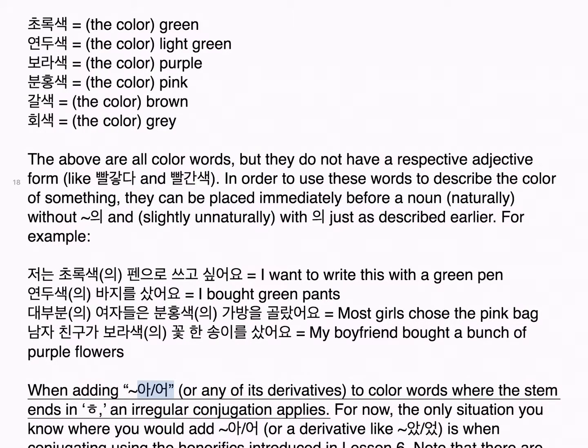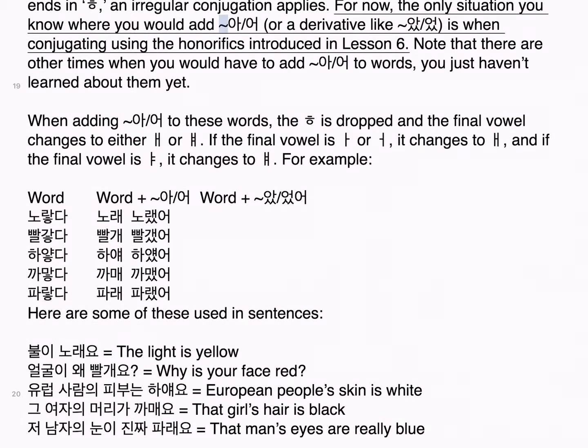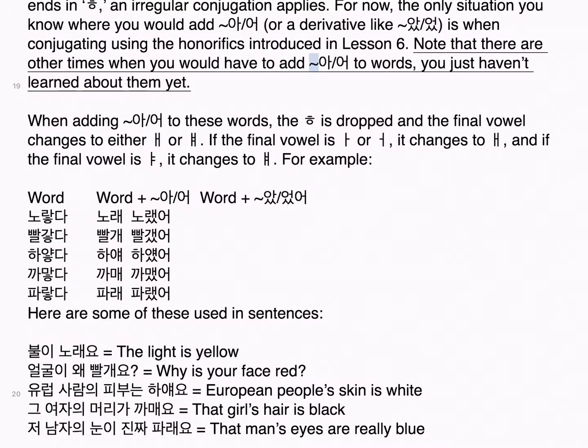When adding 아/어, or any of its derivatives, to color words where the stem ends in ㅎ, an irregular conjugation applies. For now, the only situation you know where you would add 아/어, or a derivative like 아요/어요, is when conjugating using the honorifics introduced in Lesson 6. Note that there are other times when you would have to add 아/어 to words, you just haven't learned about them yet. When adding 아/어 to these words, the ㅎ is dropped and the final vowel changes to either 애 or 얘. If the final vowel is 아 or 어, it changes to 애, and if the final vowel is 야, it changes to 얘.